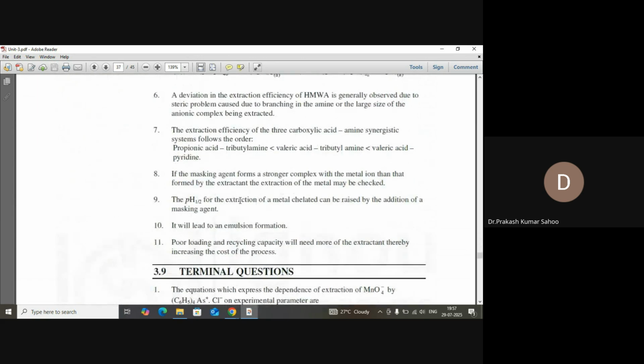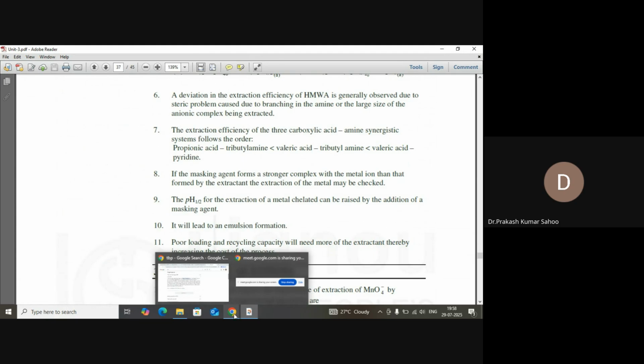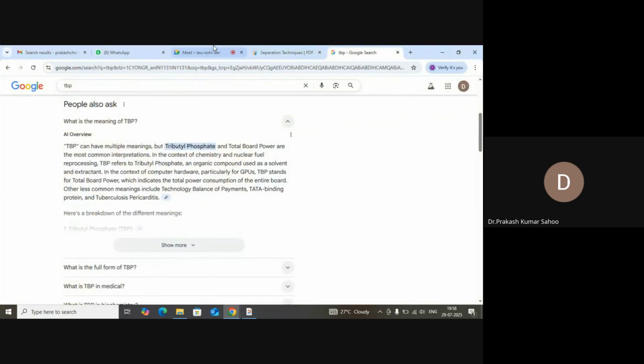So try to figure out some examples of your masking agent, emulsifying agent, and your extractant. Some simple examples of how one extractant is used for the extraction of the metal ion or the solvent we have. Okay, so this is how this unit is discussed.